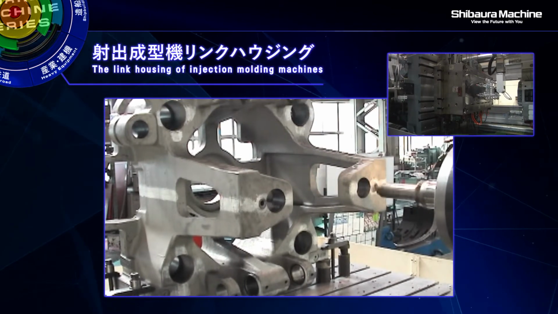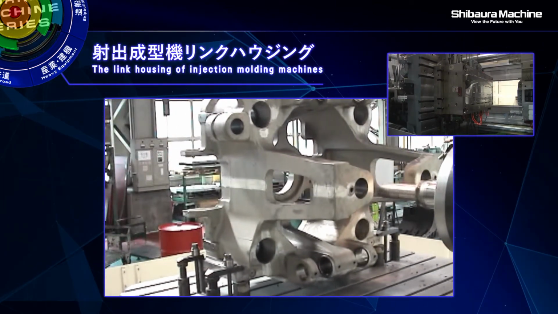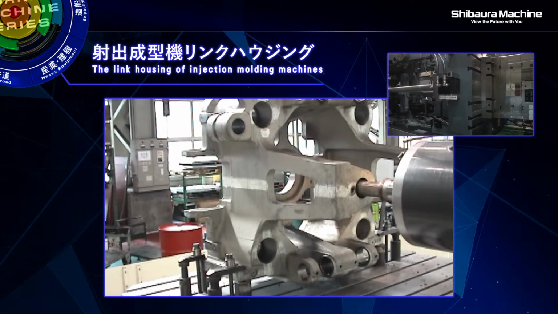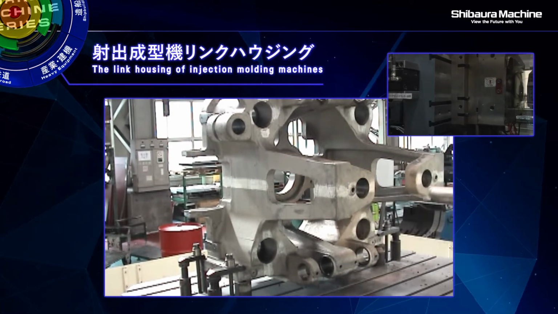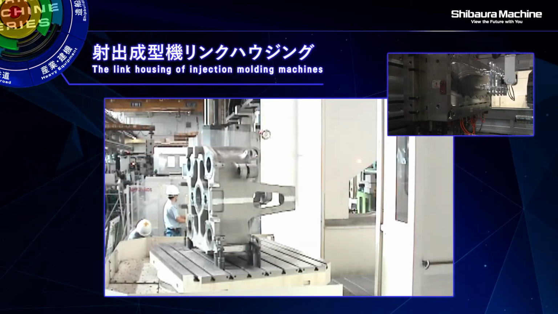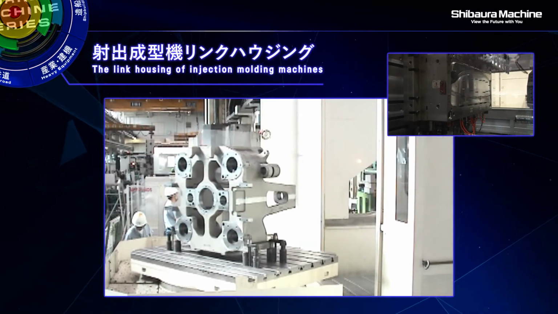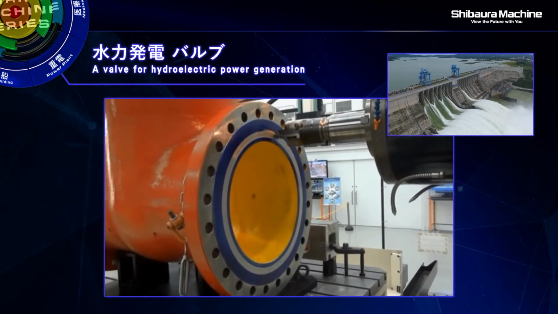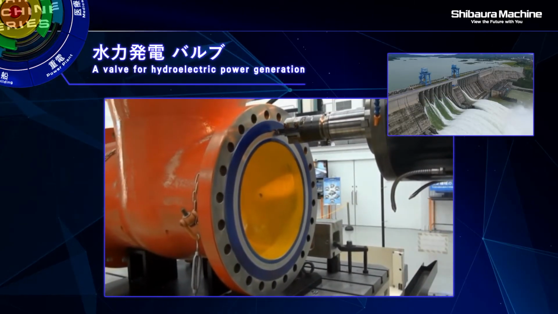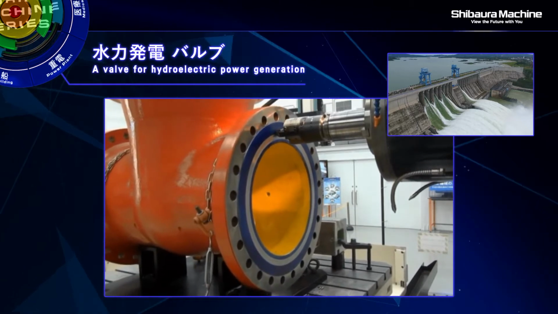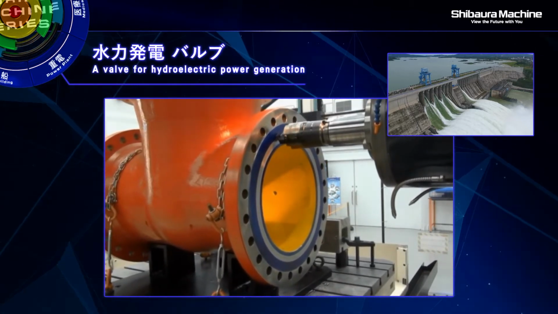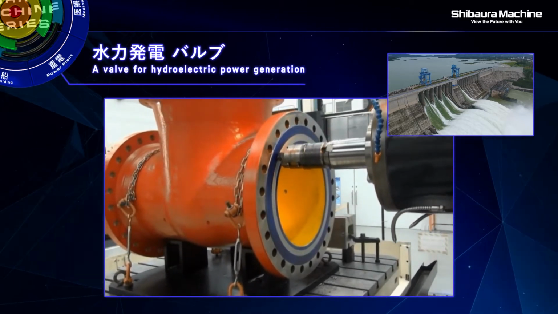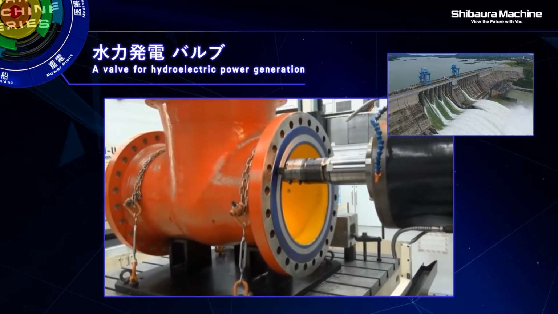The first is the link housing of injection molding machines as industrial machinery. It can be cut in deep places with many interfering objects. We are also actually processing parts for our injection molding machines and die casting machines. From power generation, it is a valve for hydroelectric power generation to prevent leaking from the valve joint. It is processed by a function called spindle normal direction control with a single blade instead of milling.